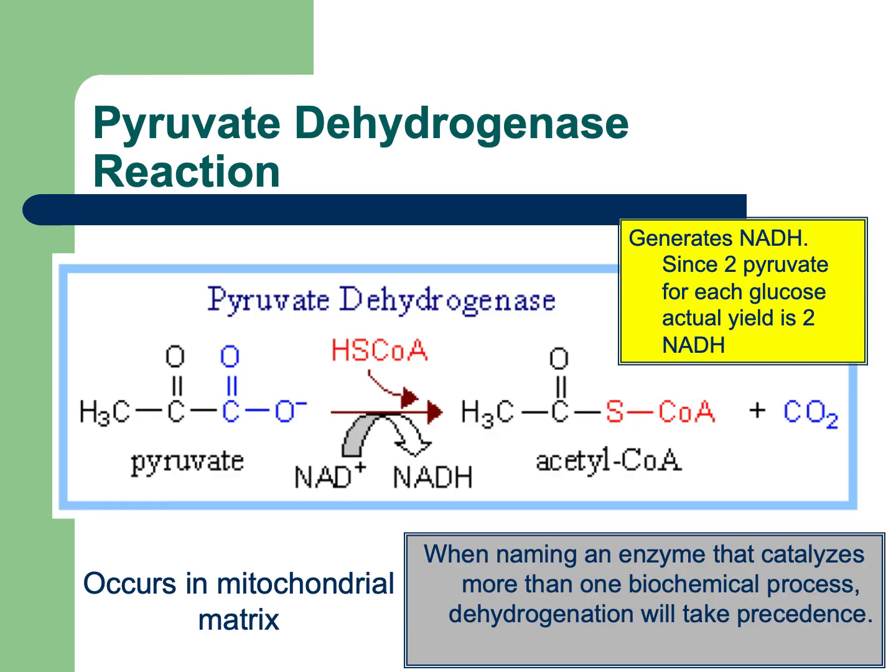A couple things about this very important reaction. When naming an enzyme that catalyzes more than one biochemical process, dehydrogenation will take precedence in regards to the naming, hence the reason why it's called pyruvate dehydrogenase. As well, you can see that one of the products is NADH. Since 2 pyruvate are created for each glucose, the actual yield is 2 NADH. So all of the products and all of the substrates are multiplied by 2 for 1 glucose molecule. We have 2 pyruvate, 2 NAD, 2 coenzyme A's, and 2 acetyl CoA produced, and 2 CO2, 2 NADH as products. Be mindful of that, because when we go to tallying the total of this reaction, we need to multiply it by 2 for 1 glucose molecule.